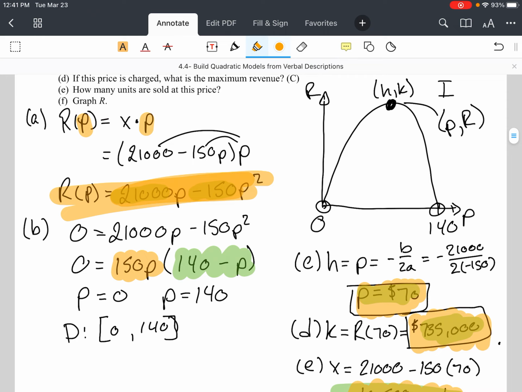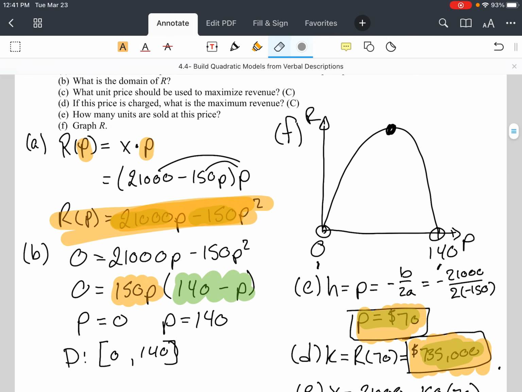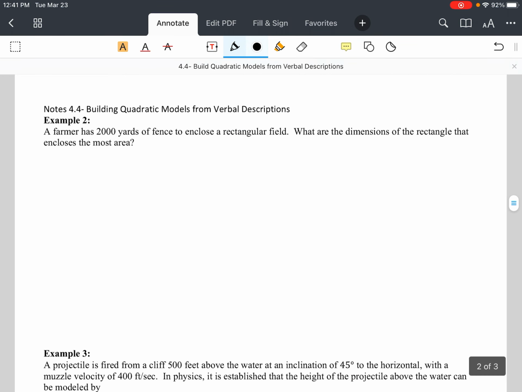All right, the last thing it's going to ask us to do is to graph R. We have come up with several different parts of this. I'm going to call this part F up here, where we've started graphing this. Notice that we've already come up with our domain, from 0 all the way up to 140. Then all we need to do from here is simply fill in what our h and k are. Our h is 70, and our k is $735,000. That's all you have to do.